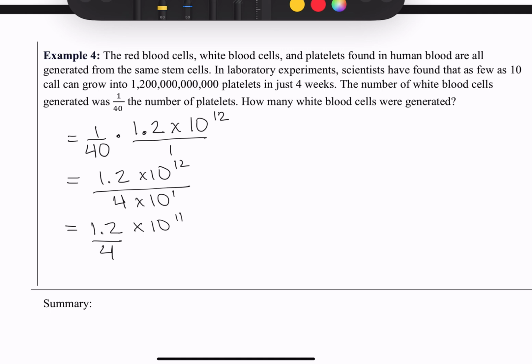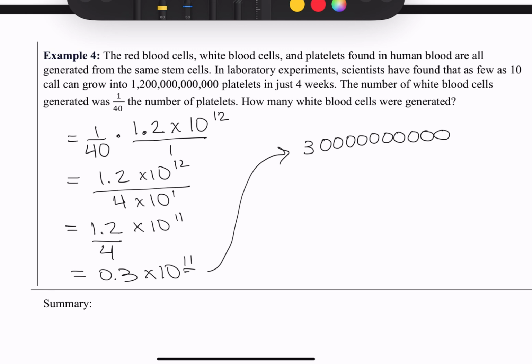What's 12 divided by 4? It's 3. So what's 1.2 divided by 4? It's 0.3, or 0.3 times 10 to the 11th. So now I can take that 0.3 and move the decimal place over 11 spaces. So I'll have 3 followed by 10 zeros. All right, let's see, hundreds, thousands, so we're at 30 billion, and 30 billion white blood cells.